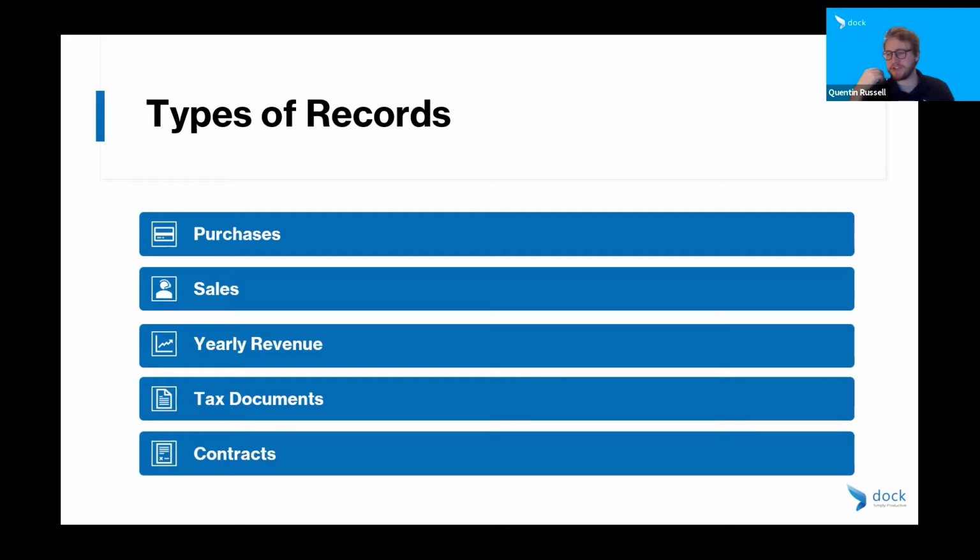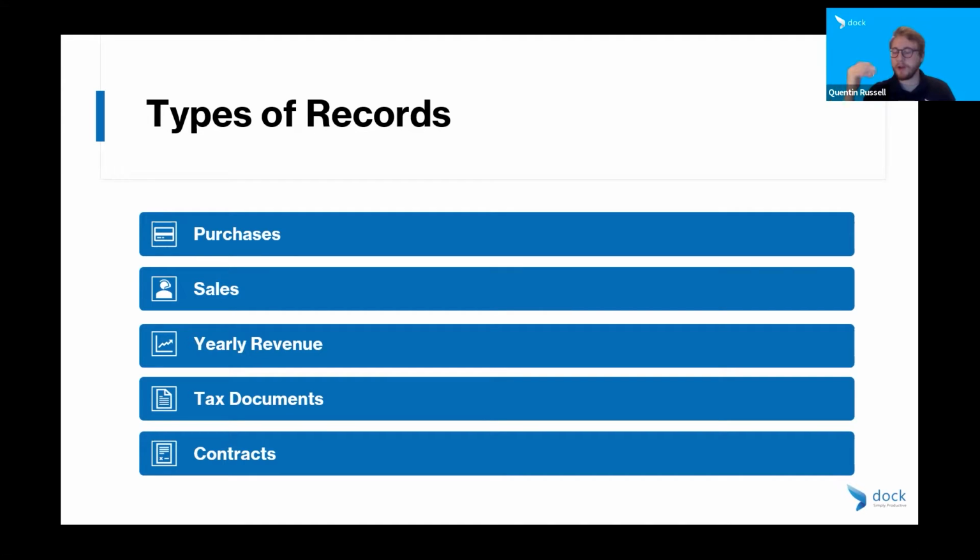Then you also have stuff like yearly revenue. So where are all your income sources coming from? Are you keeping track of that information? How is all of that stored? Then you've got tax documents. So whether that's your company's overall tax documents, relevant tax documents for employees, benefits. So basically like employees taking deductions off on their paycheck and everything.